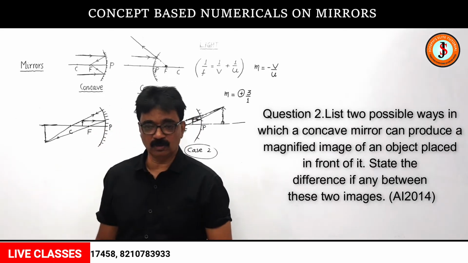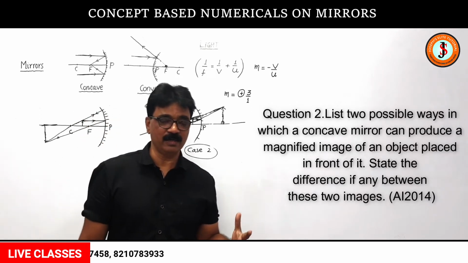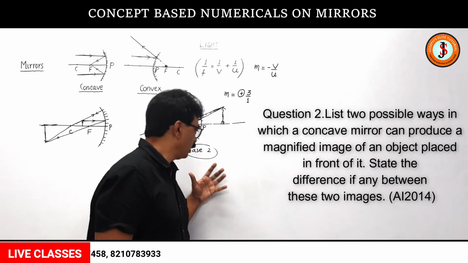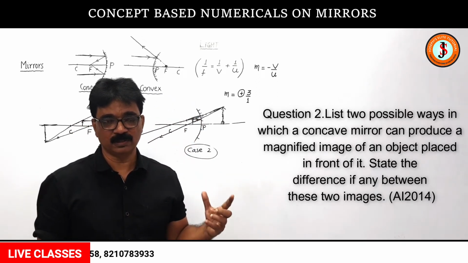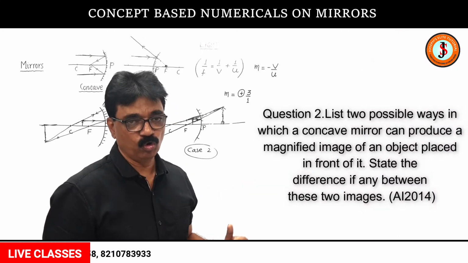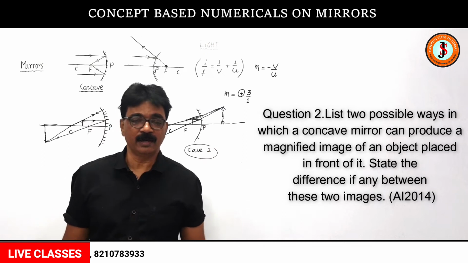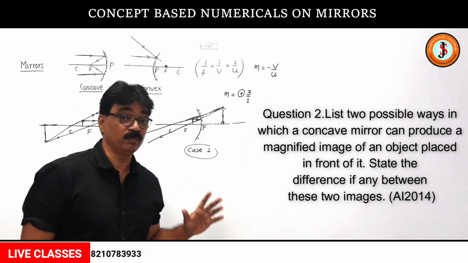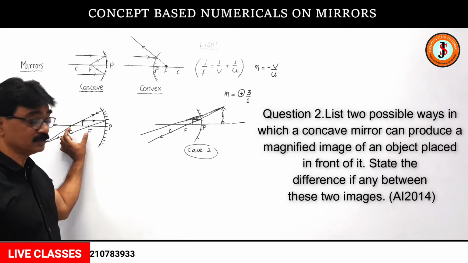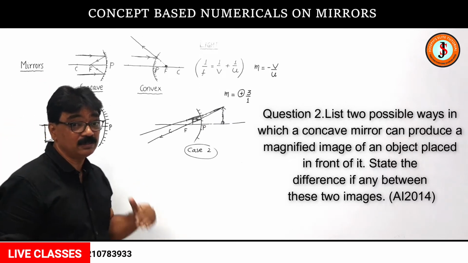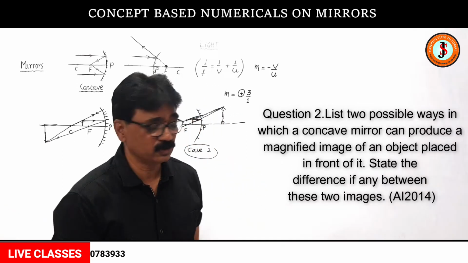So once more, 2 possible ways where the image is magnified in case of a concave mirror. One is the object is kept between focus and pole and the image will be virtual and erect. And second is when the object is kept between focus and center of curvature, but the image will be real and inverted. So this is the second question done.